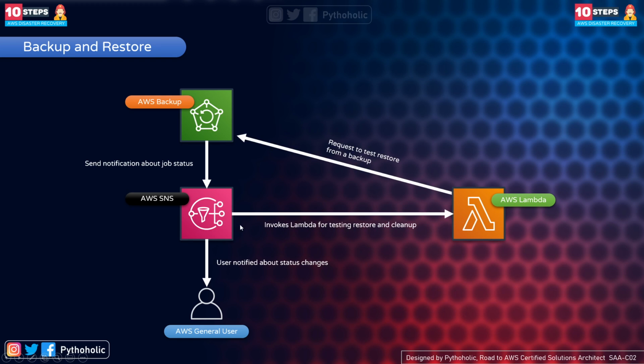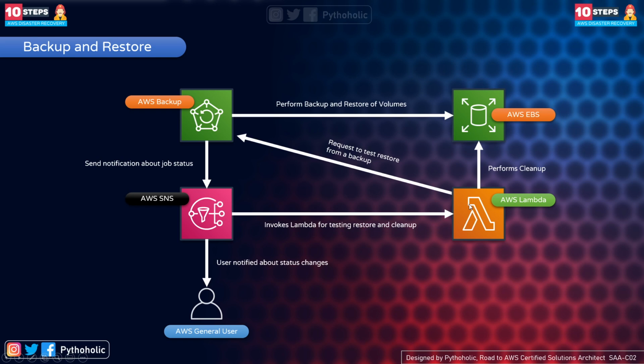Then using the SNS, we can trigger the job by invoking a Lambda function for testing, restore functionality and cleanup actions, based on which we can perform the restore operation and cleanup for the EBS block storage.